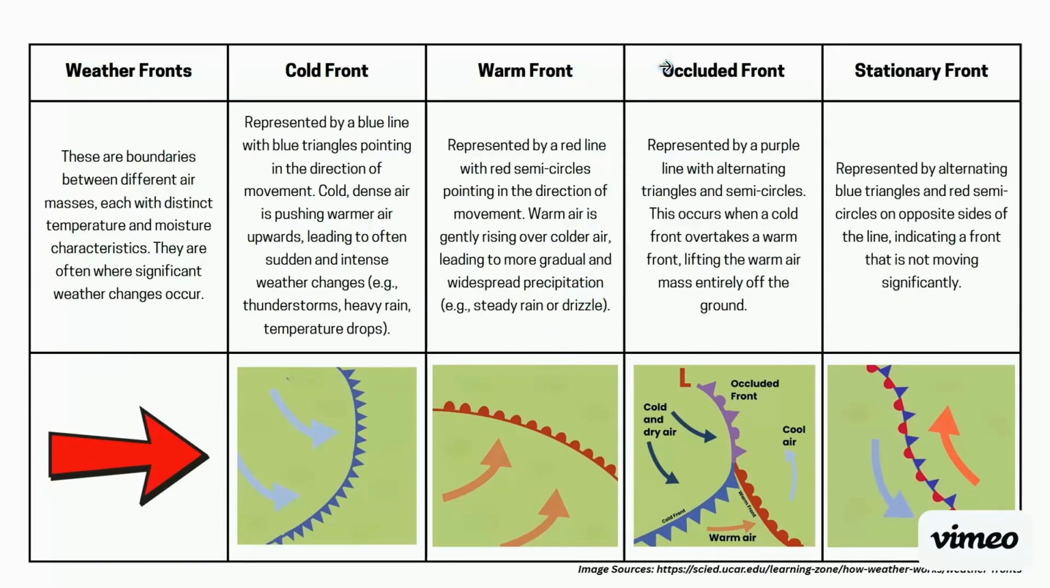Your occluded front is represented by a purple line with alternating triangles and semicircles. This occurs when a cold front overtakes a warm front, lifting the warm air mass entirely off the ground. Your stationary front is represented by alternating blue triangles and red semicircles on opposite sides of the line, indicating a front that is not moving significantly.